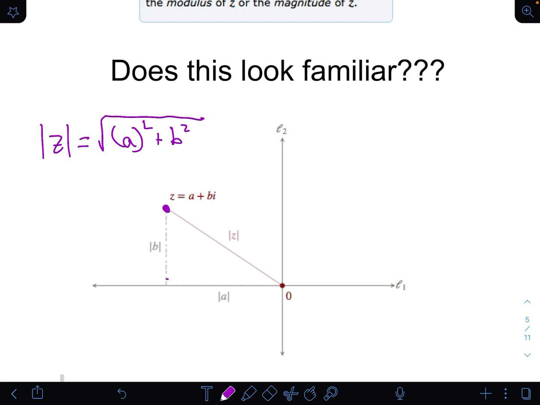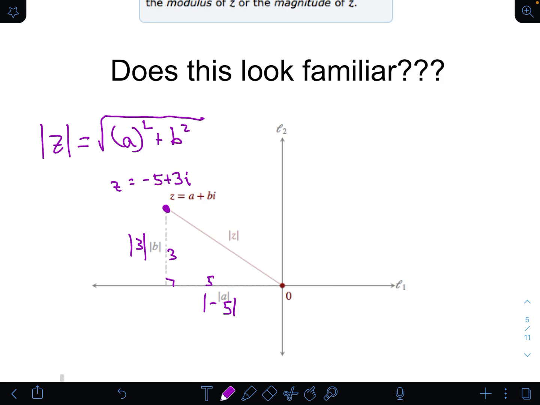So let's say I have this a plus bi. Let's say it was negative 5 plus 3i in this case. So the absolute value of b, well, it's the absolute value of 3, which of course is 3. And then the a is negative 5, but of course the absolute value of negative 5, that's 5.